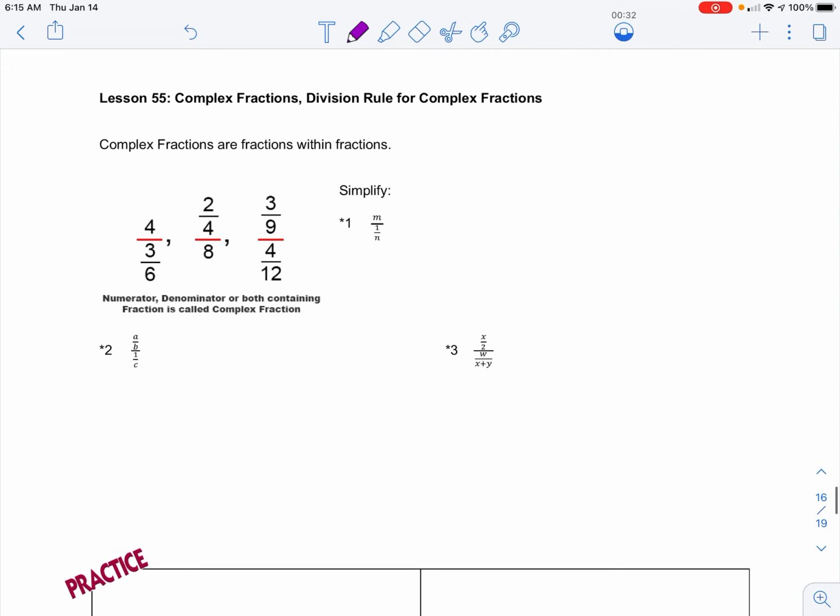Okay, so today's lesson is about complex fractions and how we use the division rule for complex fractions. Complex fractions are simply, as stated here, fractions within fractions. So the red line here is actually dividing the numerator from the denominator in each one of those fractions. So you have 4 over the fraction of 3/6. The second one, 2/4 over 8. And 3/9 over 4/12 is the last one.